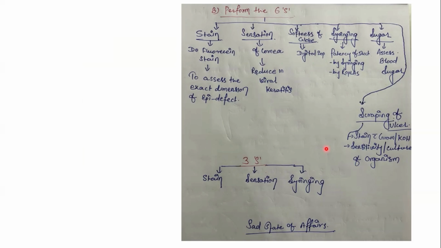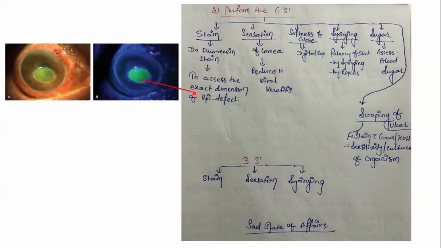So the first one is to stain the corneal ulcer with the help of fluorescent dye, just to assess the exact dimension of the epithelial defect. As you can see in this particular picture, there is an epithelial defect which appears green. This is how the epithelial defect looks in cases of corneal ulcer after staining with fluorescent dye.